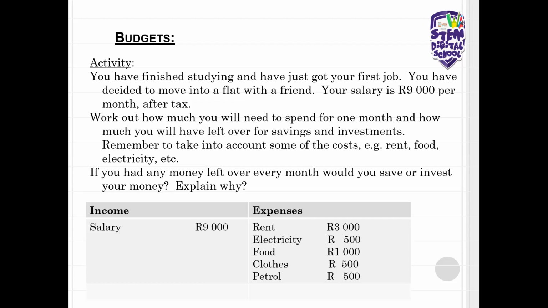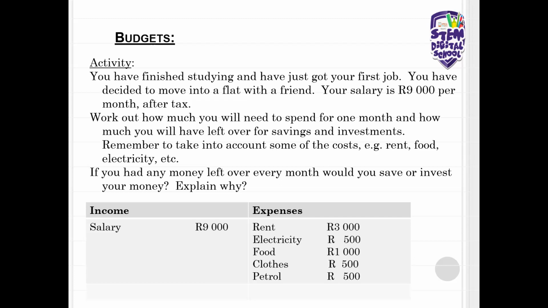So on the one side, I've put your income. In this case, the only income that you have is the 9,000 Rand. And on the other side, I've put all the expenses that you have. Now I'm sitting here with my calculator. So I'm going to work out to see now, do I have some money left at the end of the day? And if so, what can we do with that money?